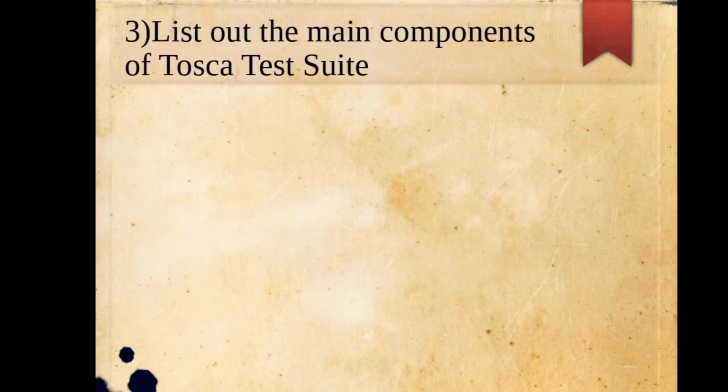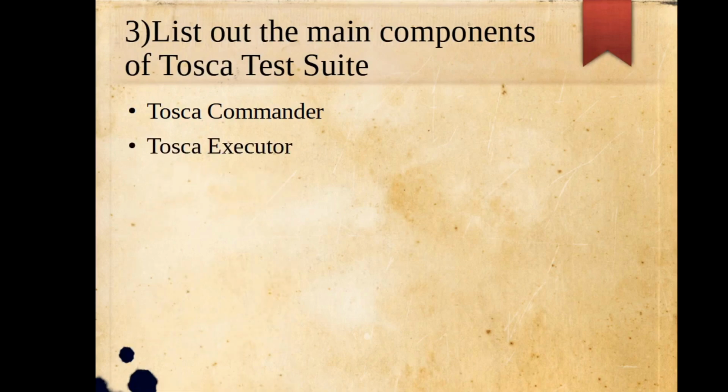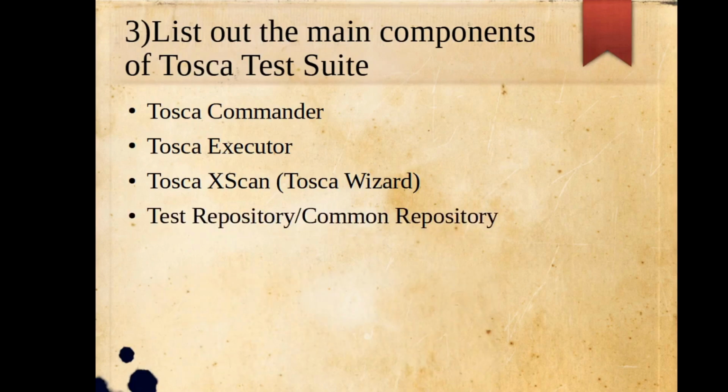Now, what are the main components of Tosca Test Suite? Tosca Commander, the GUI which we use for creating our test cases, saving our test cases and all. Tosca Executor, whenever we do the execution, Tosca Executor comes into picture. Tosca Xscan, which is used for scanning our applications. And we have the test repository or common repository where we save our artifacts.